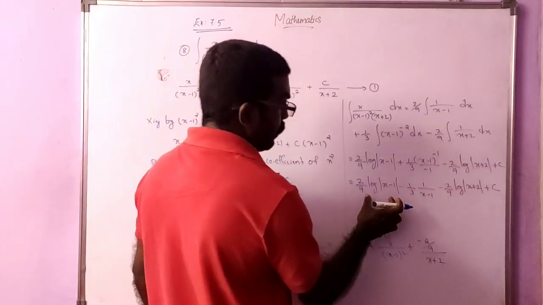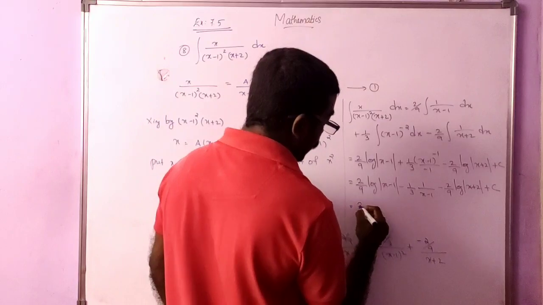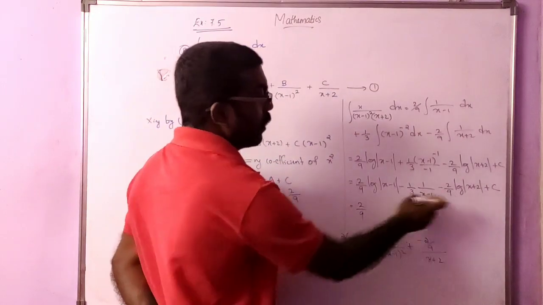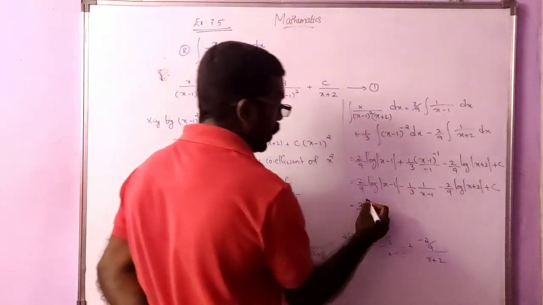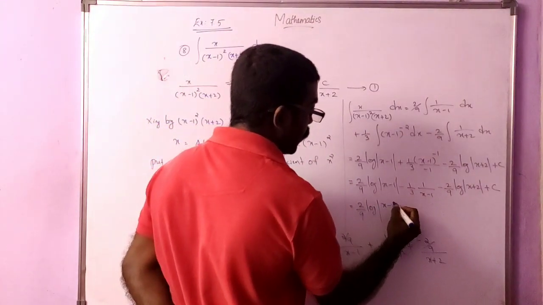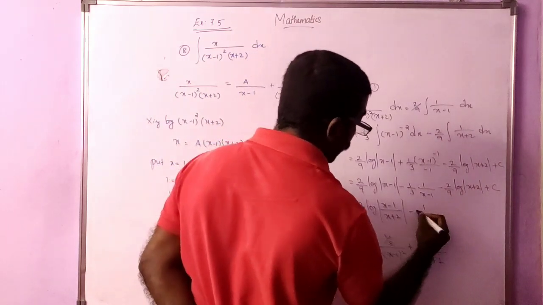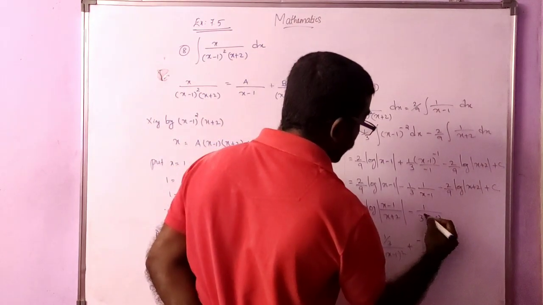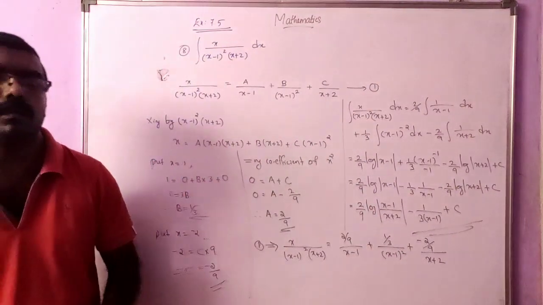Now we can combine the first term and the third term. Here 2 by 9 is common. So 2 by 9 into (log a minus log b). Log a minus log b is log a by b. So log mod (x minus 1) divided by (x plus 2), then minus this can be written as 1 by 3 into (x minus 1), then plus c. So this is our final answer. Clear?